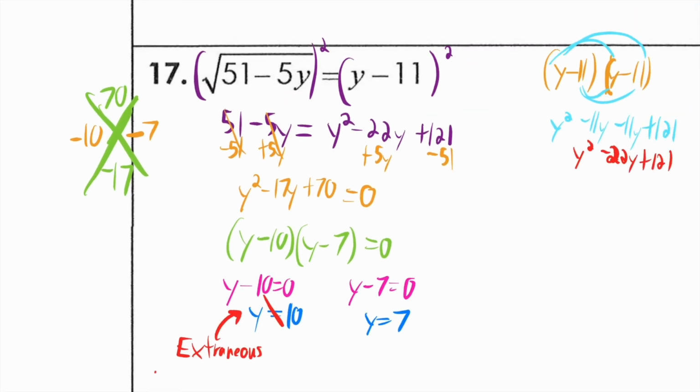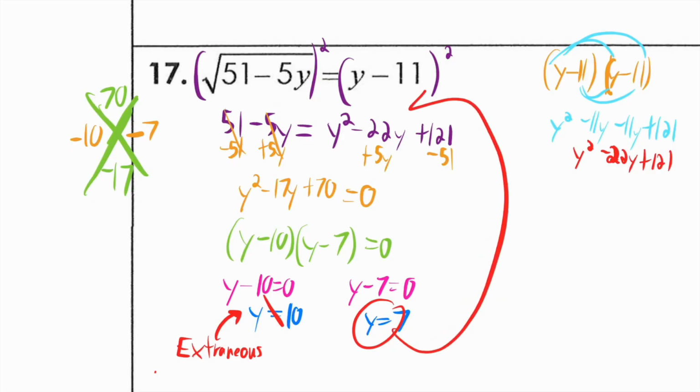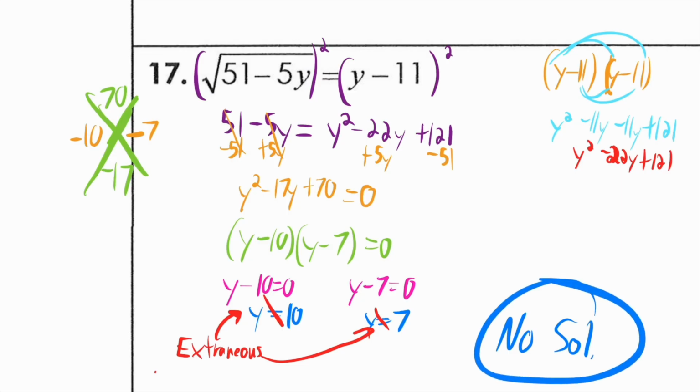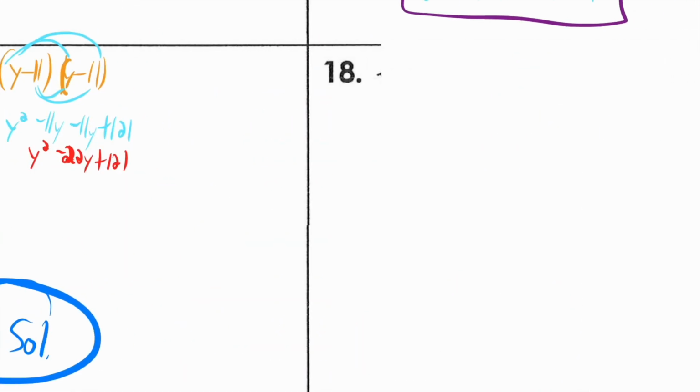And now I'll try y equals 7. So I plug y equals 7 here. And I get 51 minus 35, which is 16, so that's perfectly fine. But as I plug it in here, I get the same exact issue. I have 7 minus 11, which is negative 4. So this one is also extraneous. And since they're both extraneous, I can actually just state that there is no solution after all. On to number 18.